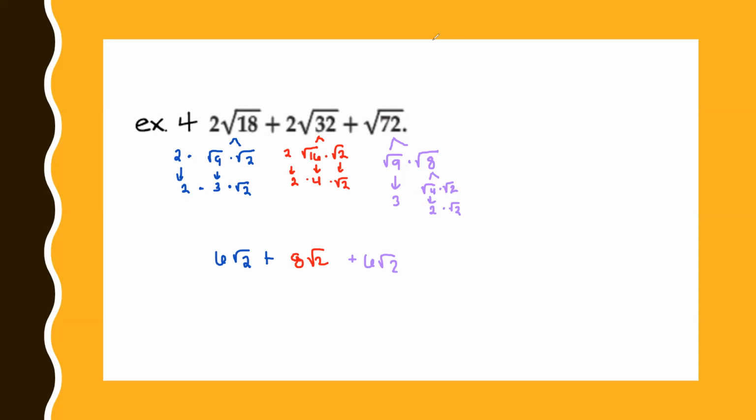So we did that. Now all 3 have the same radicand. So we keep that radicand, and then we're going to add 6 plus 8 plus 6, which is 20 on the square root of 2. And that is our solution. So that's how we add and subtract these, a pretty simple process here.